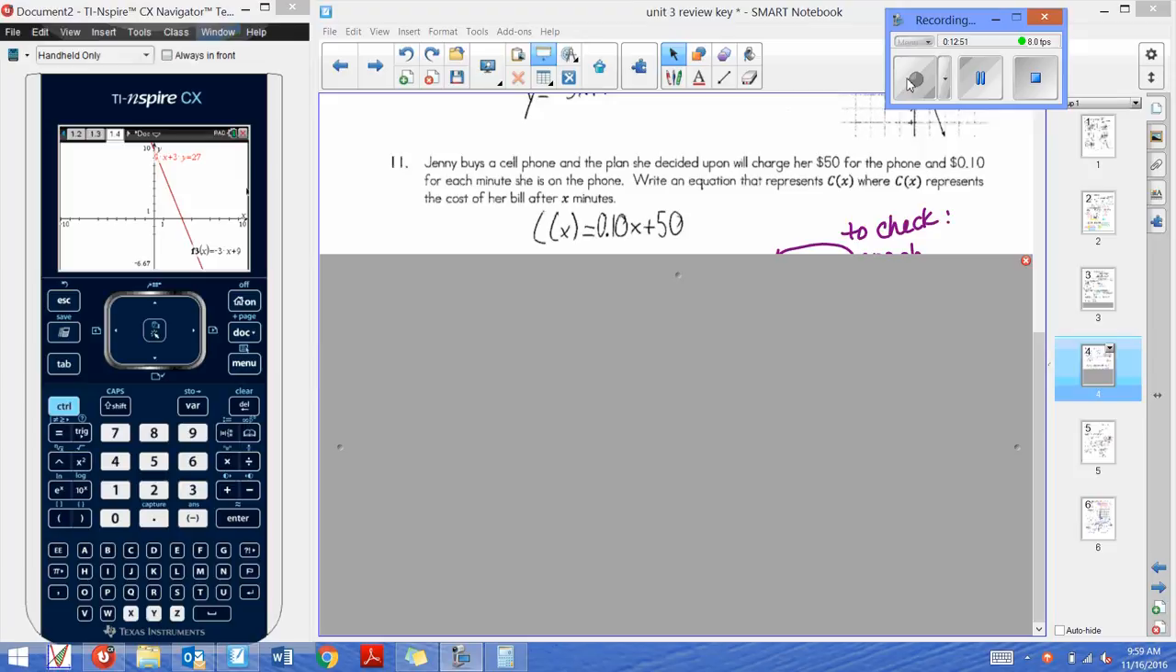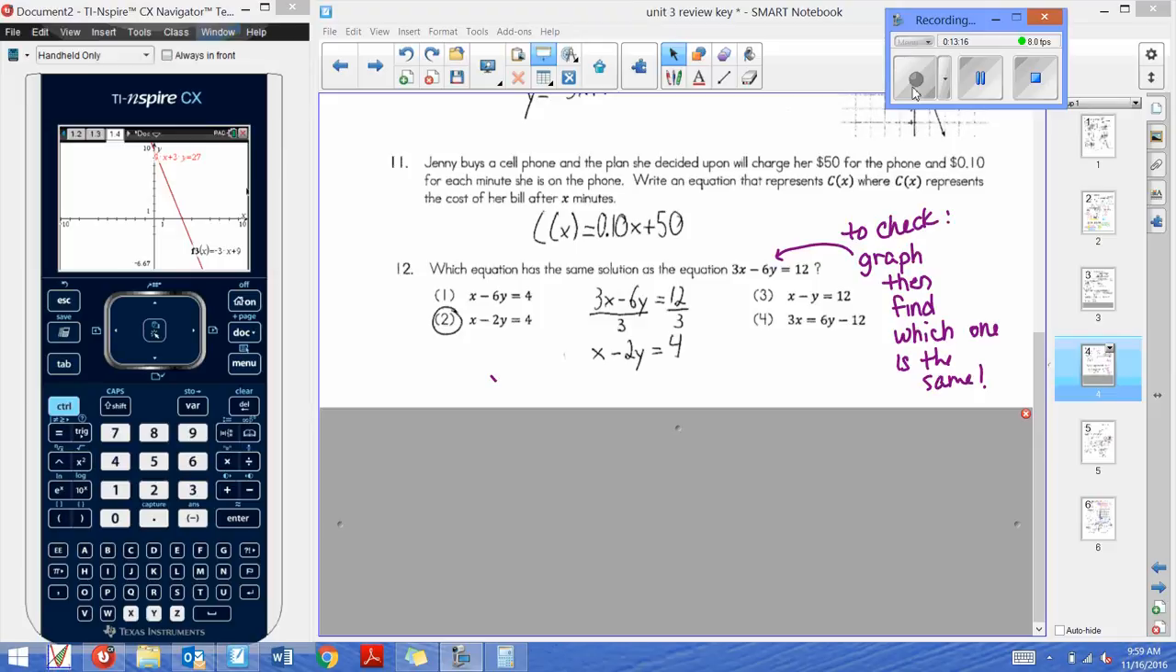Number 11, we should be creating a linear equation, again in y equals mx plus b form. $50 is the constant, or the y-intercept, and Jenny will be charged 10 cents every minute, x. Remember to look for clues in the question. They told you what x was, so you will use it.